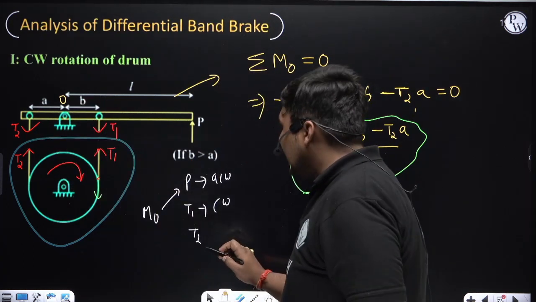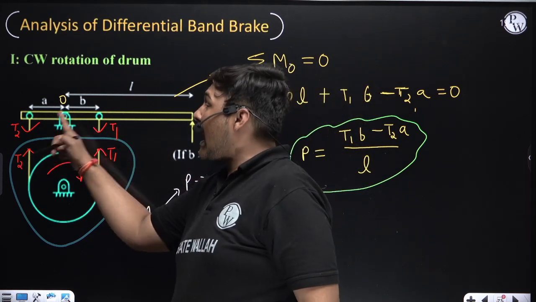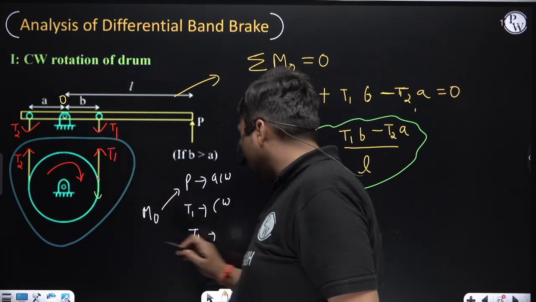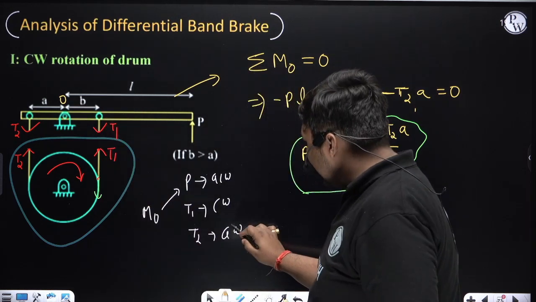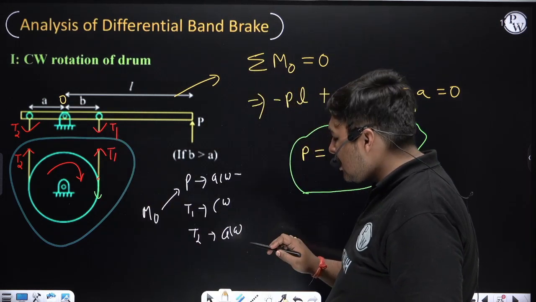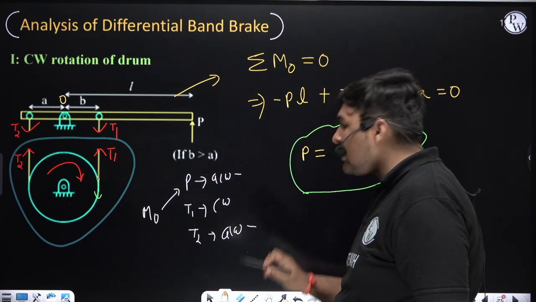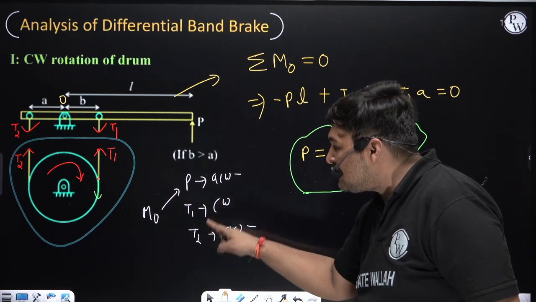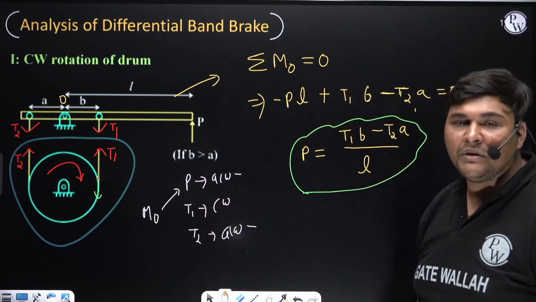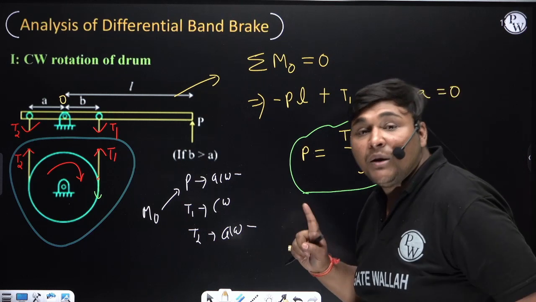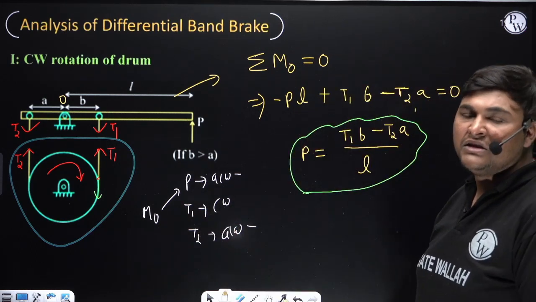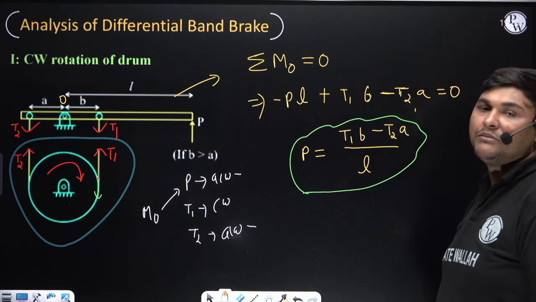Now T2, the direction of movement of tension T2 about O in the body of lever, is anti-clockwise. So you can see the direction of movement of effort P is anti-clockwise and the direction of T2 is also anti-clockwise about the fulcrum. Means the direction of movement of T2 is the same as the direction of movement of effort P about the fulcrum. Means this brake will be self-energizing due to this T2 part. Okay, in this way you can calculate if you don't want to derive this equation.